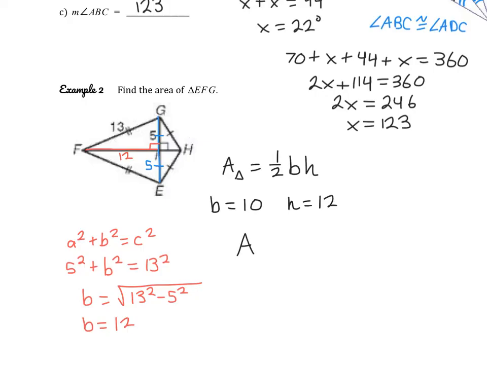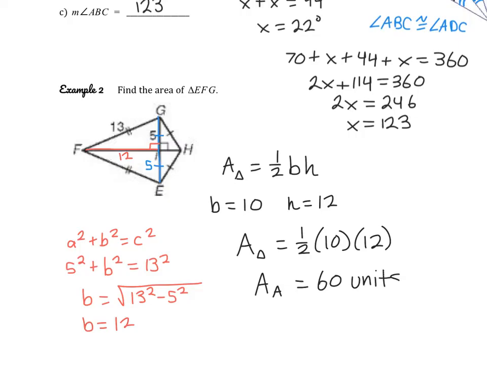So the area of that triangle is going to be 1/2 times the base times the height. So the area of that triangle is 60 units squared.